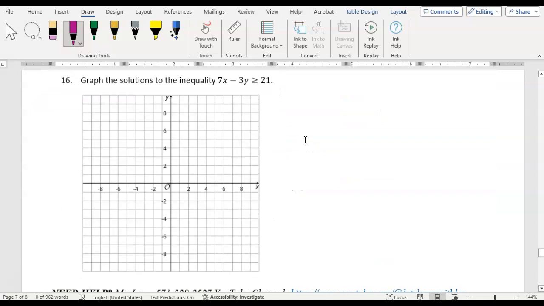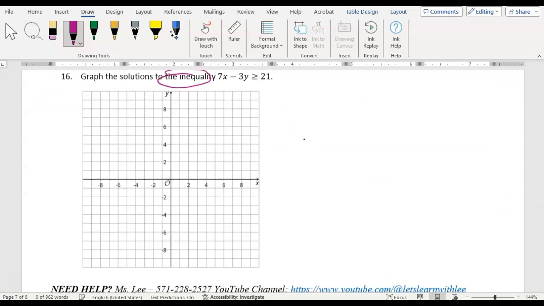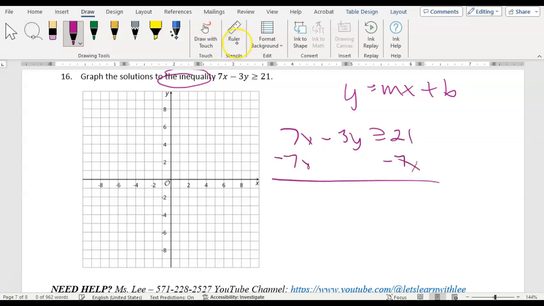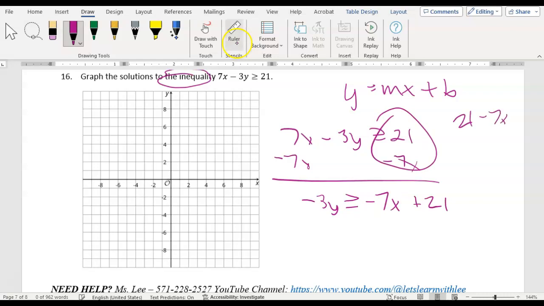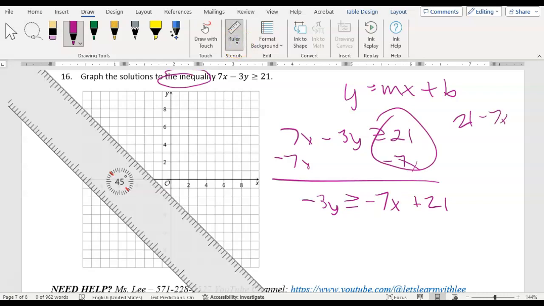All right, this last part is graphing inequalities, so you cannot forget about these. Now, remember to graph an inequality, we want to make it look like y equals mx plus b, or our slope-intercept form. So 7x minus 3y is greater than or equal to 21. I'm going to subtract 7x from both sides. We have negative 3y is greater than or equal to negative 7x plus 21. Remember, I can rewrite 21 minus 7x as negative 7x plus 21 because of our commutative property. And then I'm going to divide both sides by this negative 3. Now remember two things. When we divide by a negative with an inequality, we have to flip this sign.